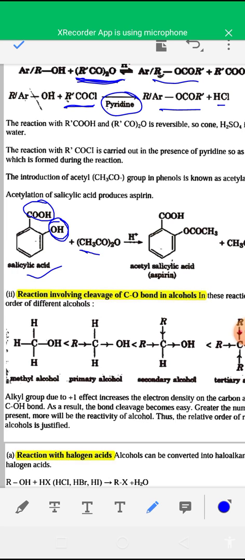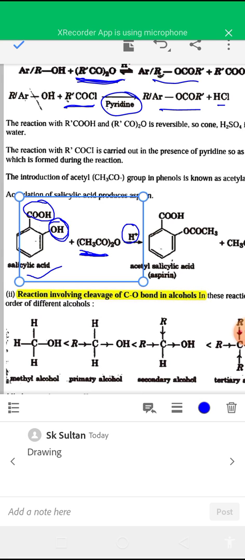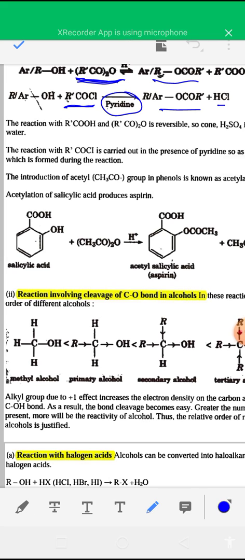When salicylic acid reacts with acetic anhydride, (CH3CO)2O, in the presence of concentrated H2SO4, salicylic acid combines with acetic anhydride. This is the reaction between the OH group of phenol in salicylic acid and the CH3CO group of acetic anhydride to produce an ester. The OH group will be converted into an OCOCH3 group.